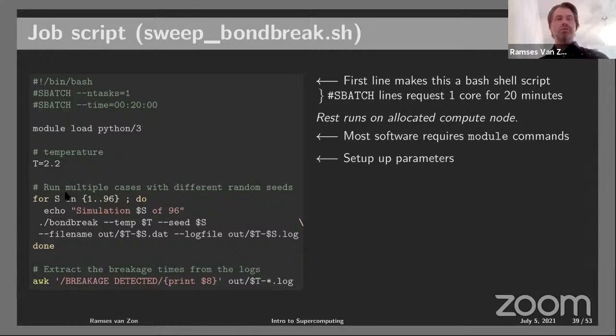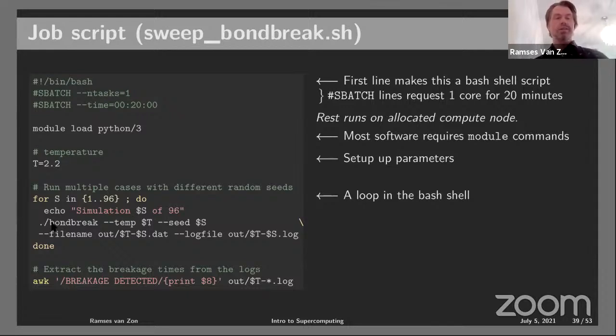And then I'm going to have to do several random t's. The idea is I start at a certain extension, certain temperature, but then I take different random seeds to get different random paths that are hopefully breaking the bond. That's what this S is. S is a seed. This is one way to loop in a bash shell. Basically the value of S is running from 1 to 96. For each of those cases, I have it print out that it's doing a certain simulation of the 96, so I can keep track of what's going on.